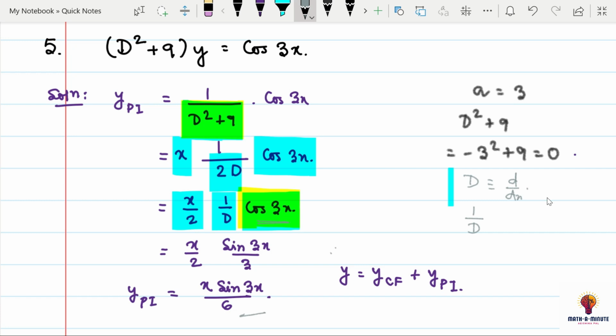So for the general solution, first you have to find the complementary function, and here the particular integral is this function. Just put the value here. And you have to mention that C1 and C2 are arbitrary constants. I hope these two methods are clear.